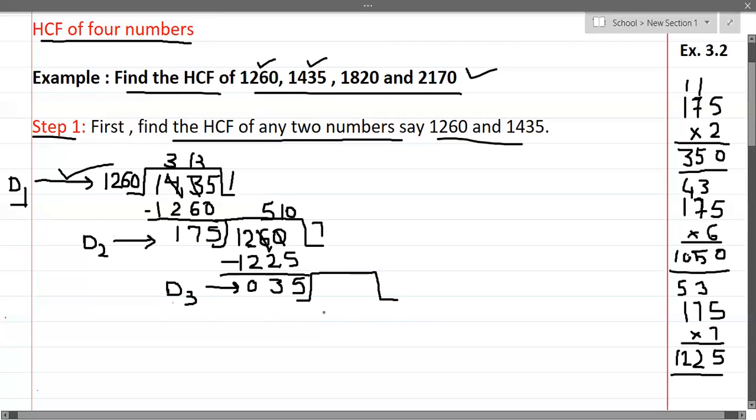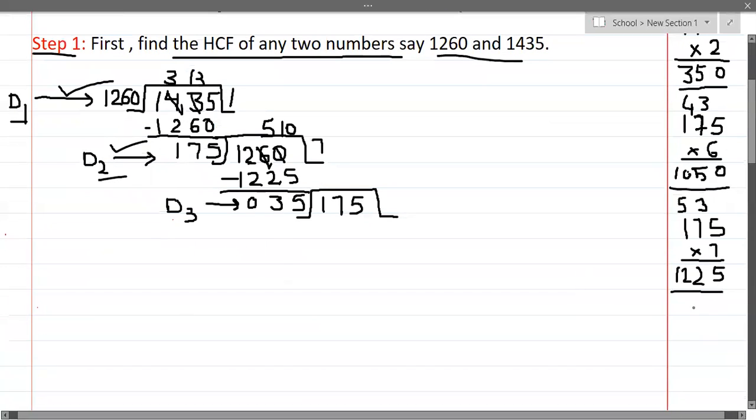But while you are performing in the notebook, you are not supposed to write D1, D2, D3. For the understanding, I am writing D1, D2, D3. So you have to copy now divisor 2. What is divisor 2? That is 175. Write down inside 175. Now you have to divide 175 by 35.